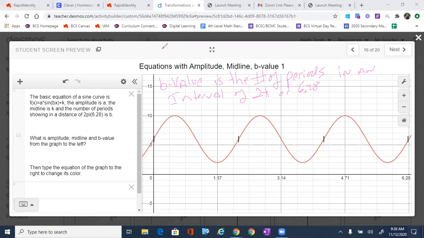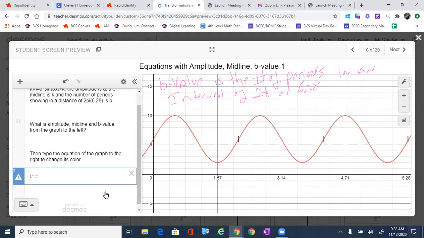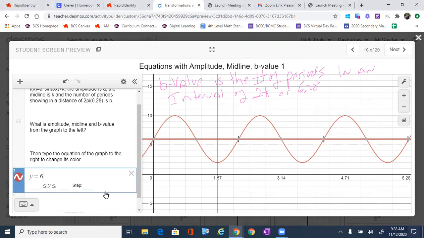So let's go ahead. First thing we need to do is find the midline. That's what I like to do. You'll notice that the midline is kind of marked in this case, but you can do what we've talked about in this video, which is simple. Find the minimum and the maximum, add them together and divide by 2. So 10 plus 2 is 12. 12 divided by 2 is 6. So I can put y equals 6 if you needed that.